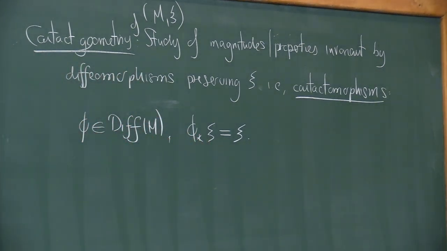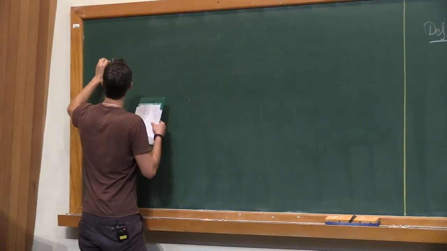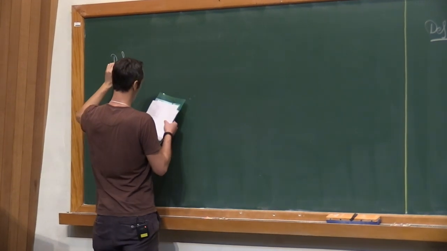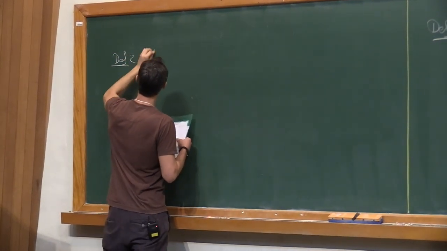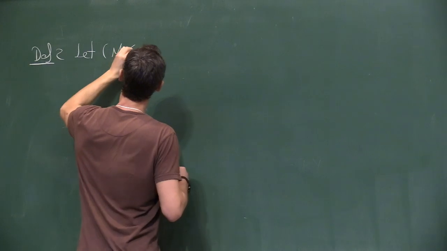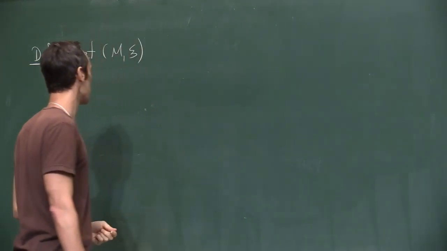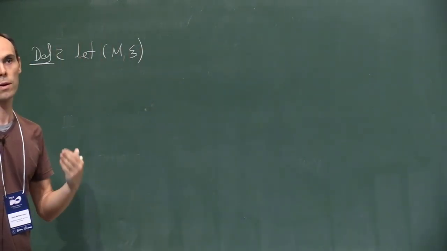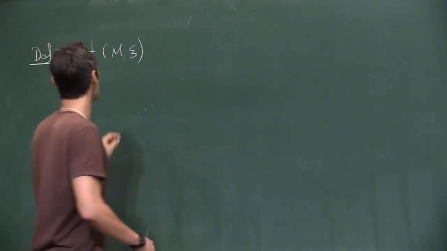All right, so let me give you one example of a magnitude or property which is invariant by contact diffeomorphisms, the kind of objects you study when you do contact geometry. A typical object that you study when you're doing contact geometry are isotropic submanifolds.